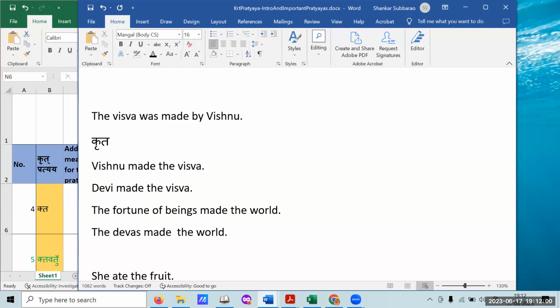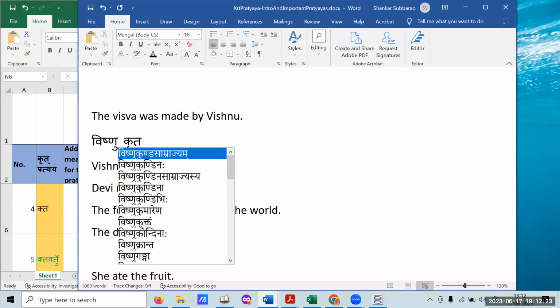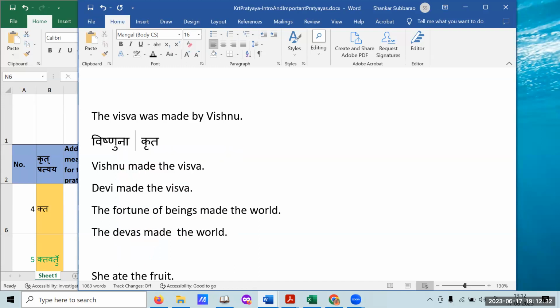Now, what is the word for Vishnu? Pratipadika is Vishnu. Ukaranta Pullinga. Okay? How will it decline? What case will you use? Third case. So what will you say? Vishnu na. Vishnave? No. Vishnuna. Right? Yeah. Vishnuna. What is made? Vishwa. Now we have to know what is the gender of Vishwa.